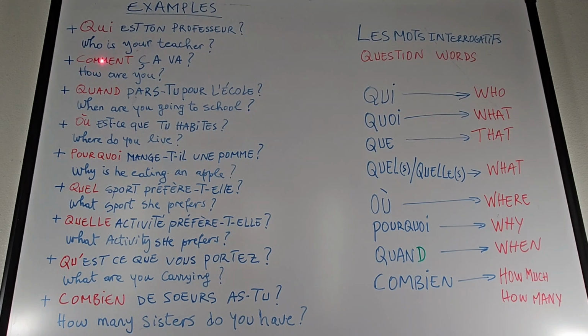Here we have comment. Comment is like how. If you're saying how are you, an example in French is: comment ça va? It's like asking someone, how are you? That's a question word as well. So comment means how.